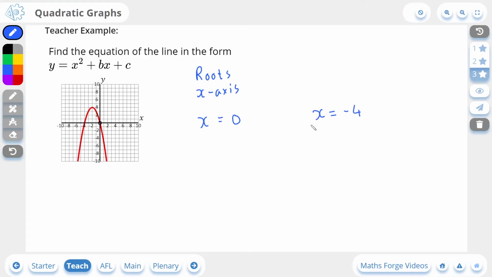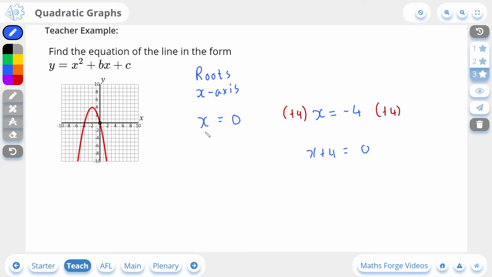For our second step, we're going to get these roots to equal 0. Our first root is already equal to 0, so we don't need to do anything there. But our second root, we can add 4 to both sides to get it equal to 0. This is now going to give us the following. x plus 4 is equal to 0.